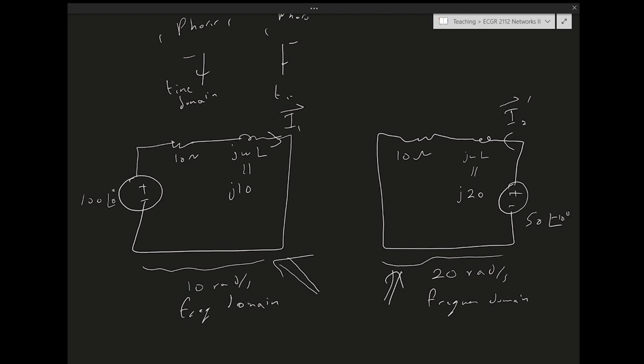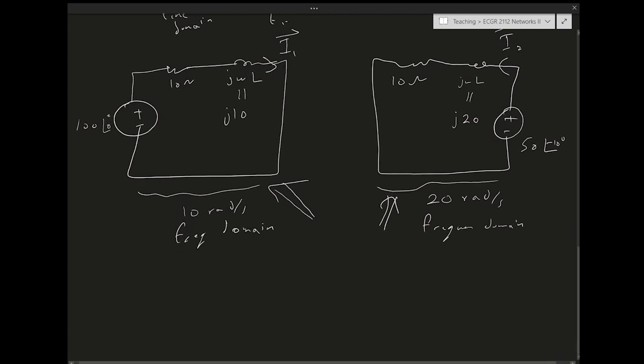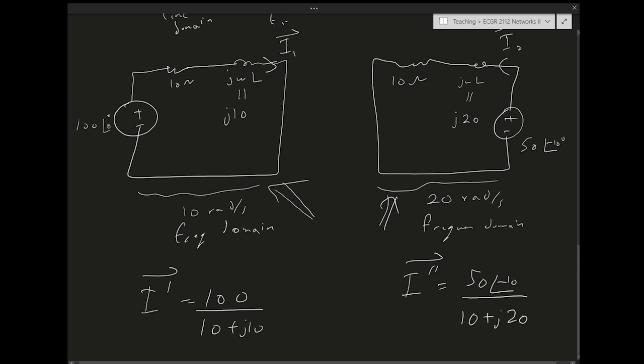Okay, so yeah, solving each part is easy. I1 prime is just going to equal what? It's going to equal 100 over 10 plus j10, and then I2 double prime phasor is going to equal 50∠-10 degrees over 10 plus j20.